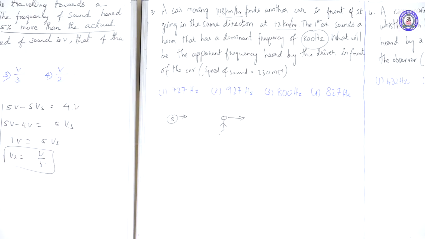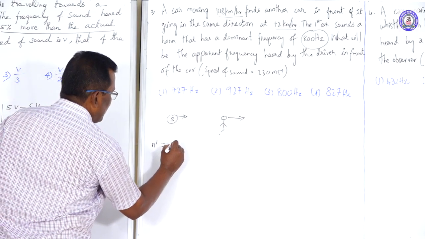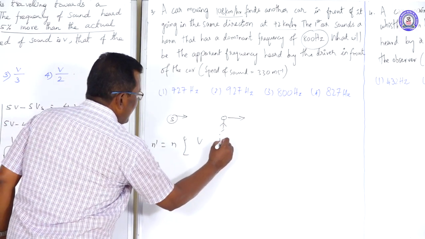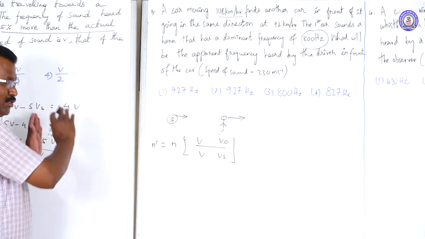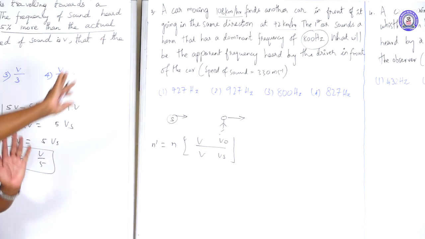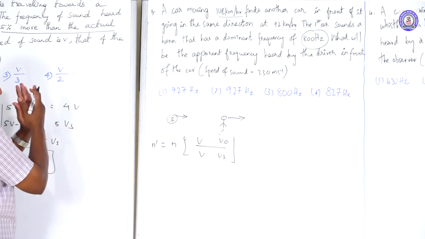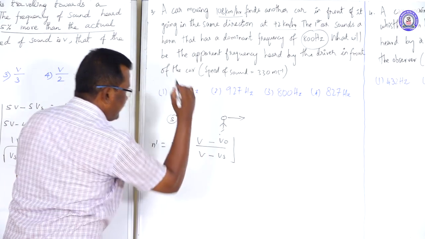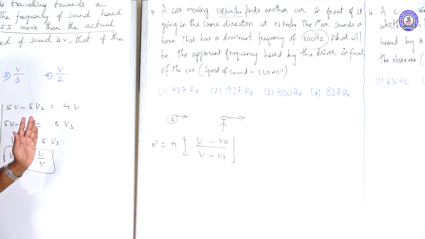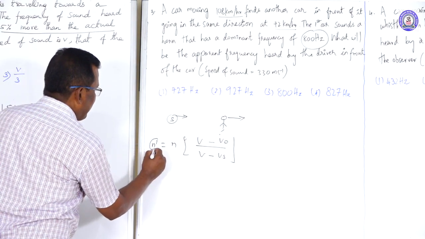In this situation, find the apparent frequency formula. N prime is equal to n times (v plus or minus vo) divided by (v plus or minus vs). Sign convention: both the source and observer are moving from left to right. If left to right, the sign convention is negative. So n prime equals n times (v minus vo) divided by (v minus vs). So we have to calculate n prime.